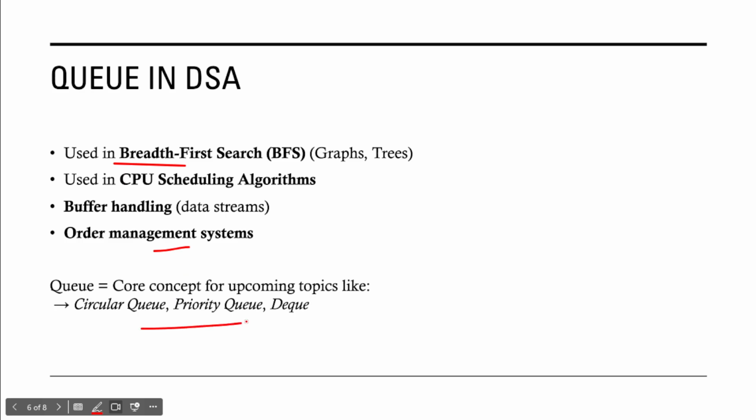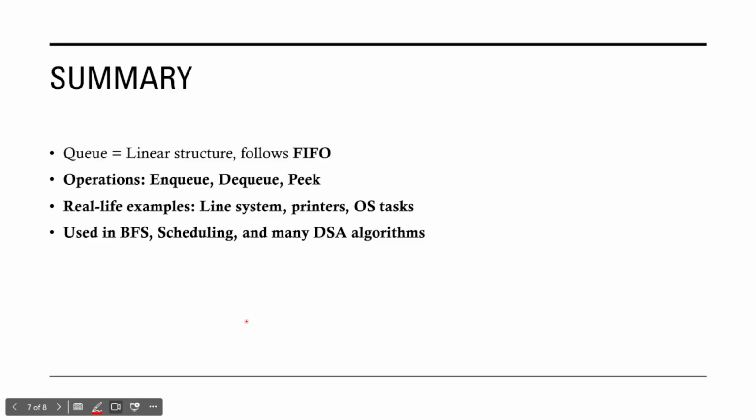So let's quickly summarize what we learned today. A queue is a linear data structure that follows FIFO, first in, first out. If you remember, in our last topic, the stack followed LIFO, last in, first out, and a queue follows FIFO, first in, first out. It has operations like enqueue, dequeue, and peek. We saw real life examples like line systems, printer queues, and operating system tasks, and we learned that queues are used in many algorithms like BFS and scheduling.